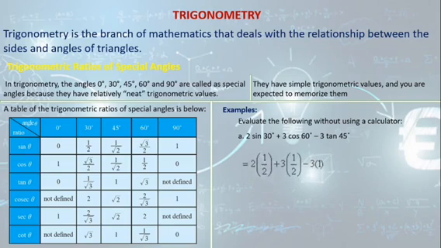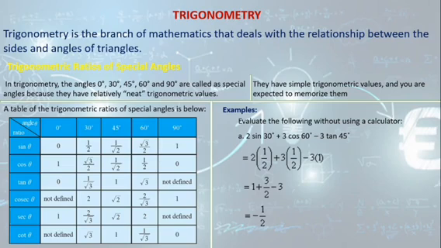I have 2 times 1 over 2, which is the sine of 30 degrees, plus 3 times 1 over 2, which is the cosine of 60 degrees, minus 3 times 1, which is the tangent of 45 degrees. Now, if you multiply out, 2 times 1 over 2 will give you 1, plus 3 times 1 over 2 will give you 3 over 2, and then 3 times 1 will give you 3. You perform your addition and subtraction operations, and you will get minus 1/2, and that is the answer. So you see, it's very easy the moment you know the trigonometric ratios of these special angles, and most of the time these are the angles that we have to deal with.